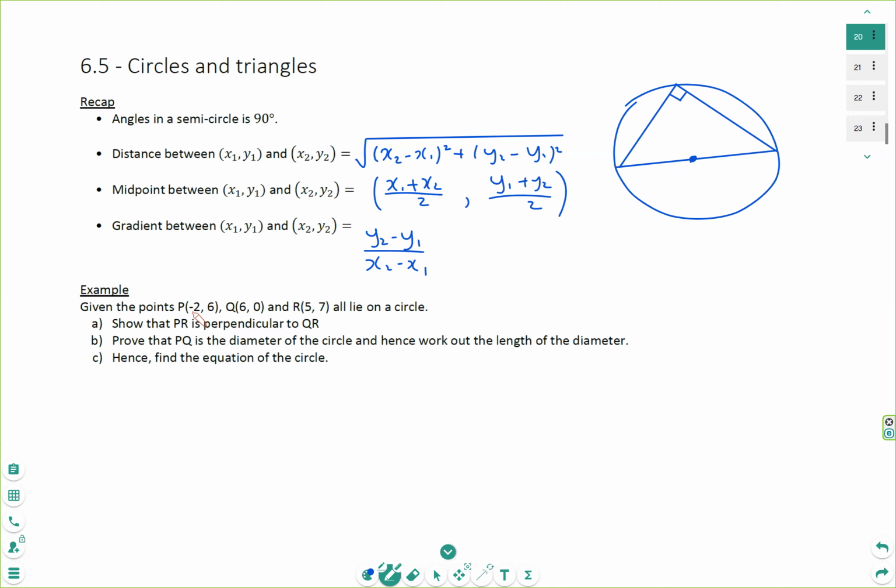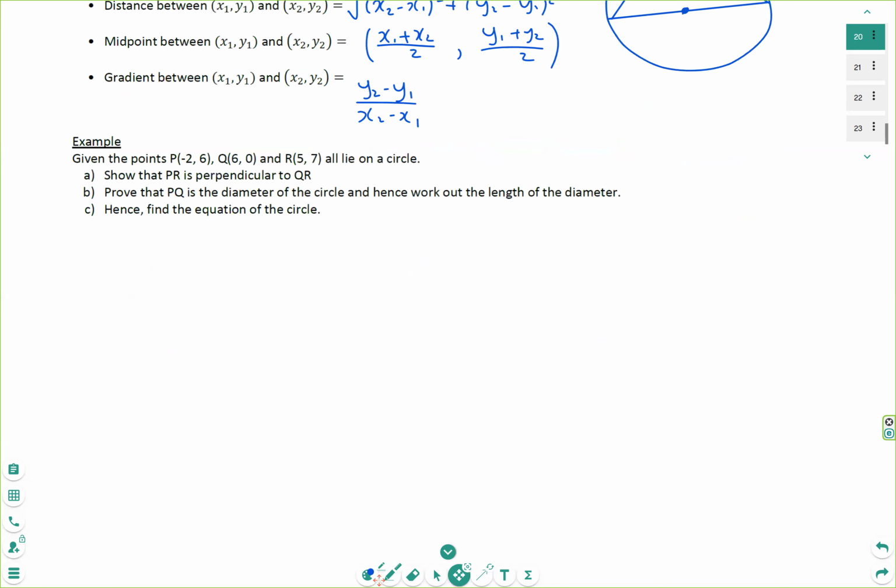Example: given the points P(-2, 6), Q(6, 0) and R(5, 7) all lie on a circle. Well, it's always P, Q and R, isn't it? Or A, B and C. We're kind of sick of them. Anyway, show that PR is perpendicular to QR. Well, to show it's perpendicular, there's no better way than the gradient. So for part A, we want to find a gradient.